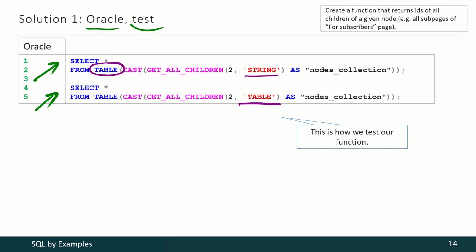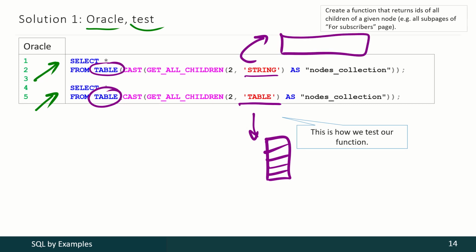And please notice that no matter if we want the result as a table or as a string, we have to perform the table conversion here, because this result produces a classic table with several rows, and this result produces a table with a single row containing a string of all IDs.